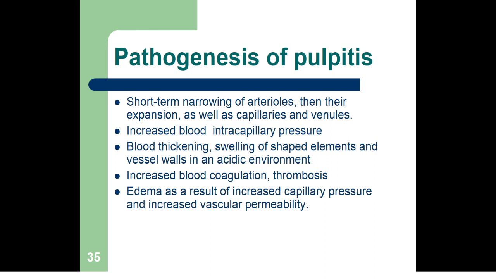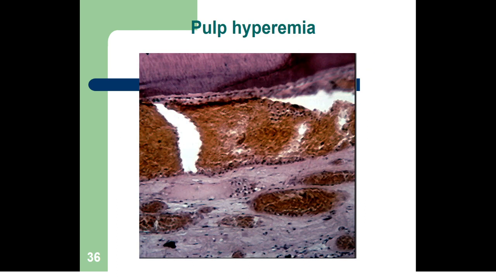Short-term narrowing of arterioles, then their expansion, as well as capillaries and venules. Increased intracapillary blood pressure. Blood thickening, swelling of shaped elements and vessel walls in an acidic environment. Increased blood coagulation, thrombosis. Edema as a result of increased capillary pressure and increased vascular permeability. You see the histological preparation of pulp hyperemia.